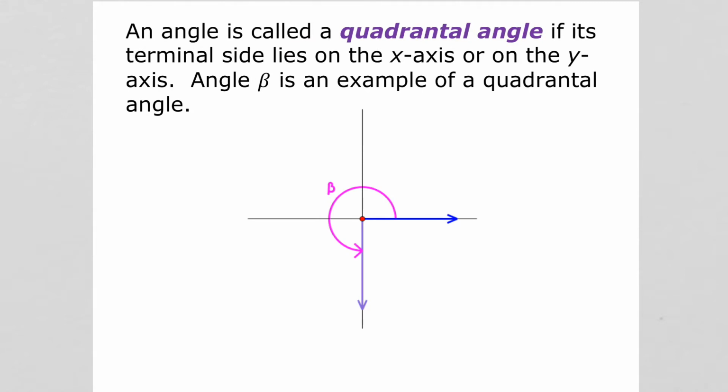An angle is a quadrantal angle if its terminal side lies on the x or y axis. So we may have an angle that starts here and then ends there. That would be a quadrantal angle, or it could end there and be a line. That would be a quadrantal angle, or down here would also, as drawn, be quadrantal.